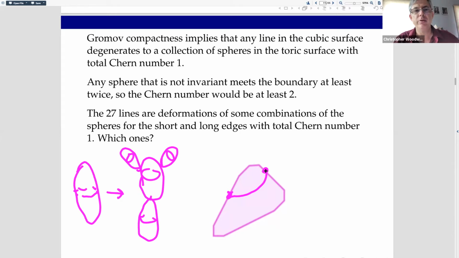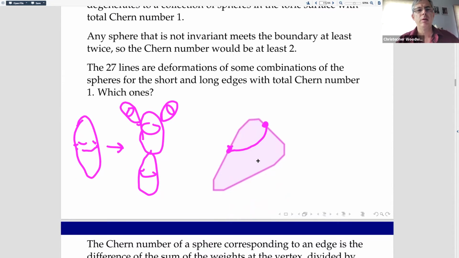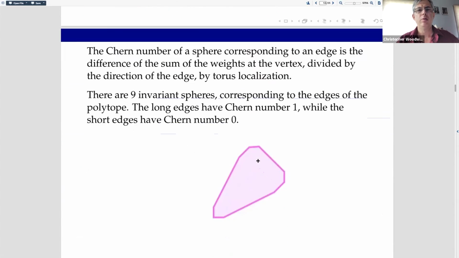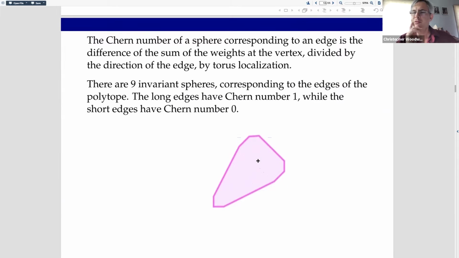And so these 27 lines have to be deformations of some combinations of the spheres corresponding to the long and short edges. And the total Chern number has to be preserved in this deformation. So the question is which combinations of the edges correspond to these 27 lines? Okay. Well, so first, let's just look at Chern number.